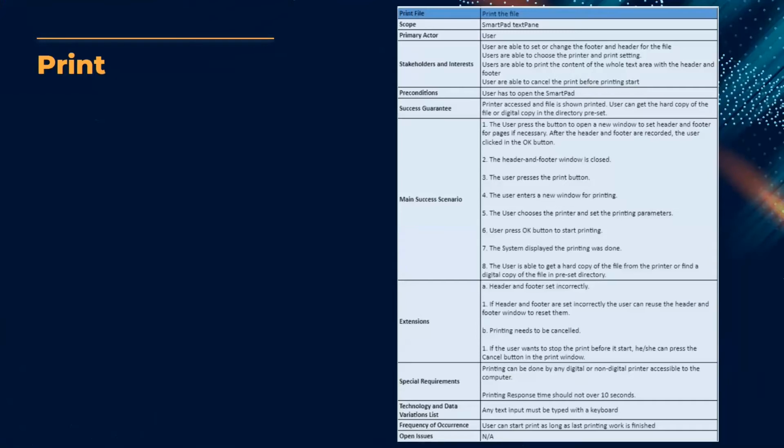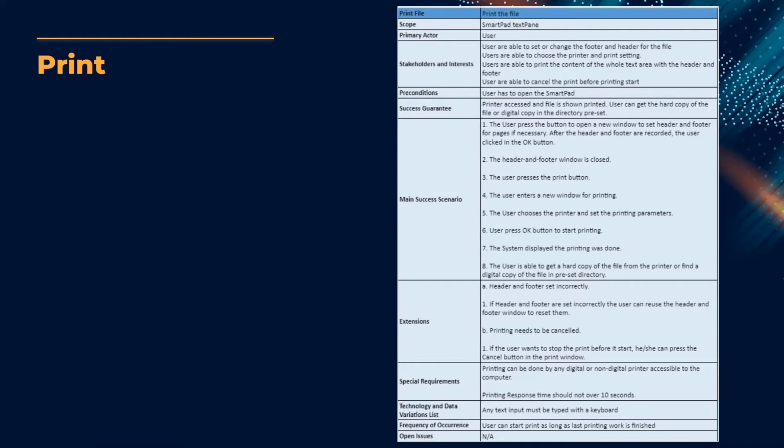Hello, I'm Shi. Let me introduce the fully addressed use case for the print functions. The full scope is just in the SmartPad text pane, and the primary actors is the users. And for the interest, the users are able to set and change the footer and header of the file, and the users are able to choose the printers and print settings. Users are also able to print the content of the whole text areas with the header and footers.